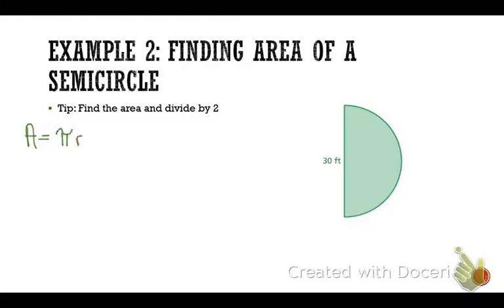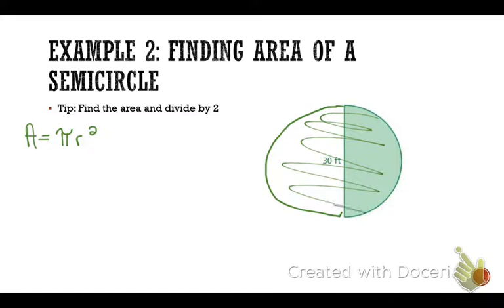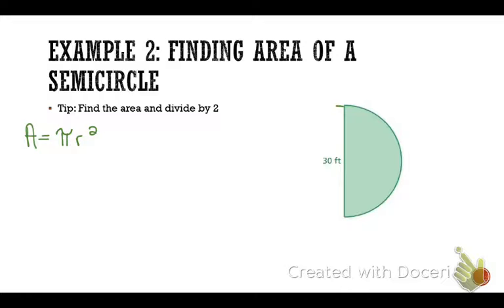A equals pi r squared. I'm going to act as if this is an entire circle. What if this was the whole circle that I'm finding? That's what I'm doing here. Okay, pi r squared. Which value would I want to use for pi? 3.14, right? 3.14 for pi. Because, again, 30 is not divisible. But do I plug in 30 for the radius? No. What do you think? 15. I must half the diameter.